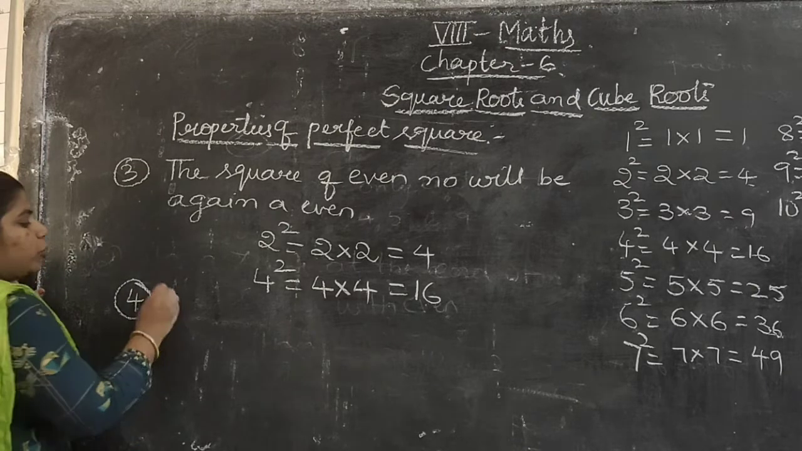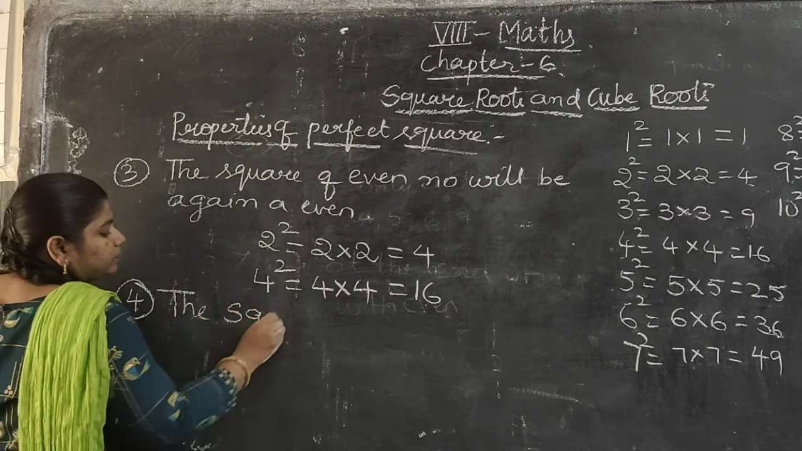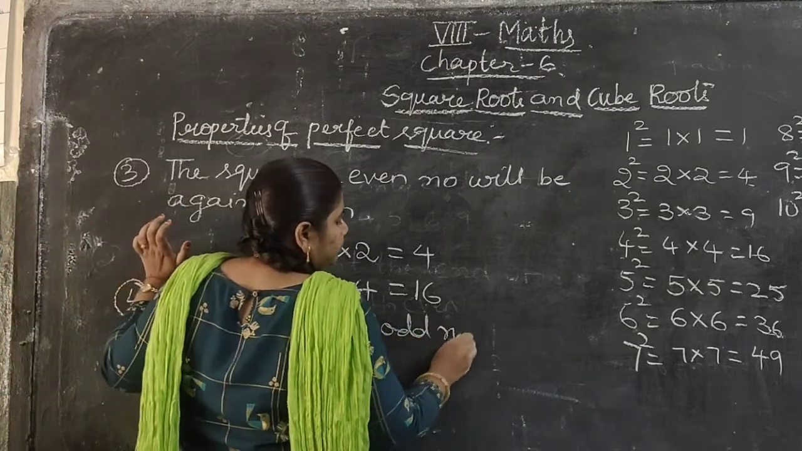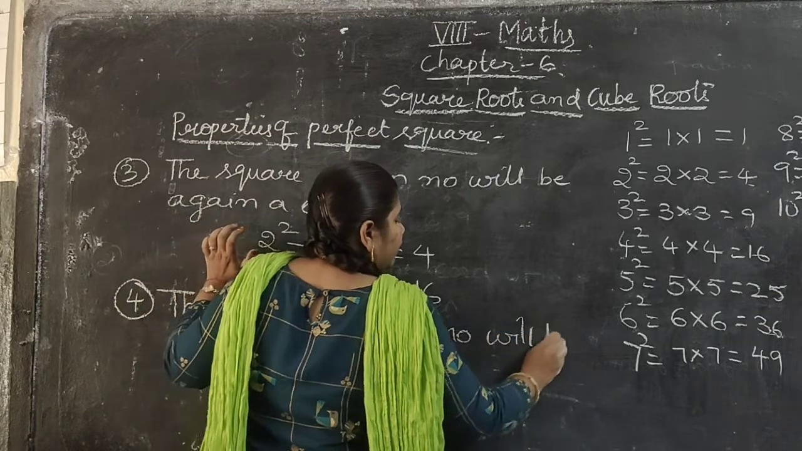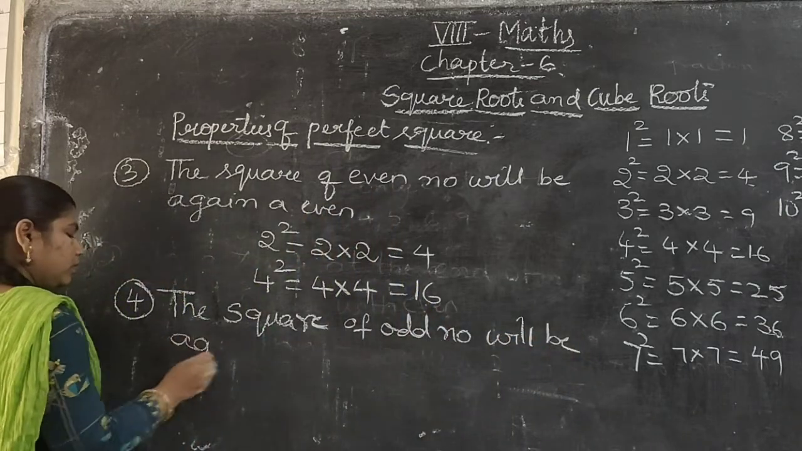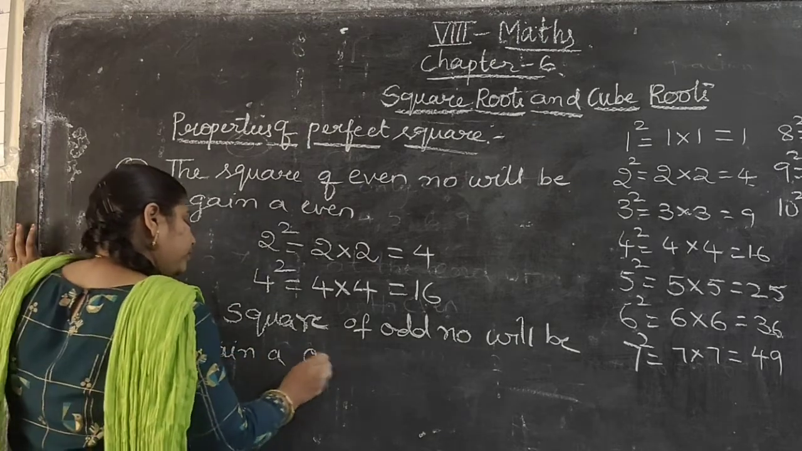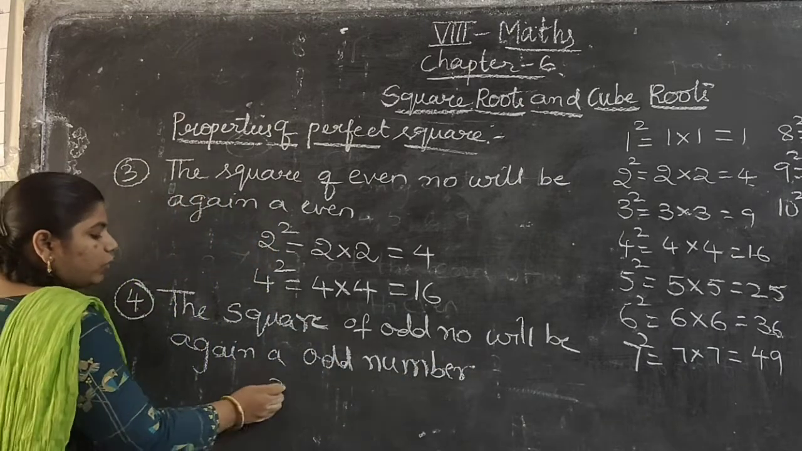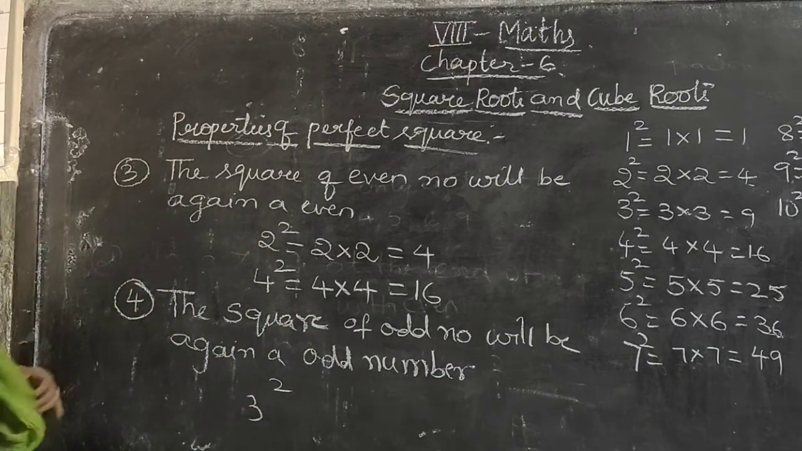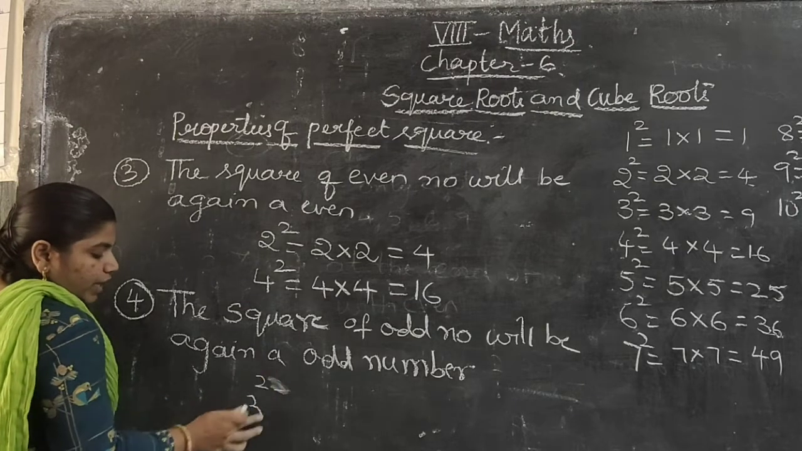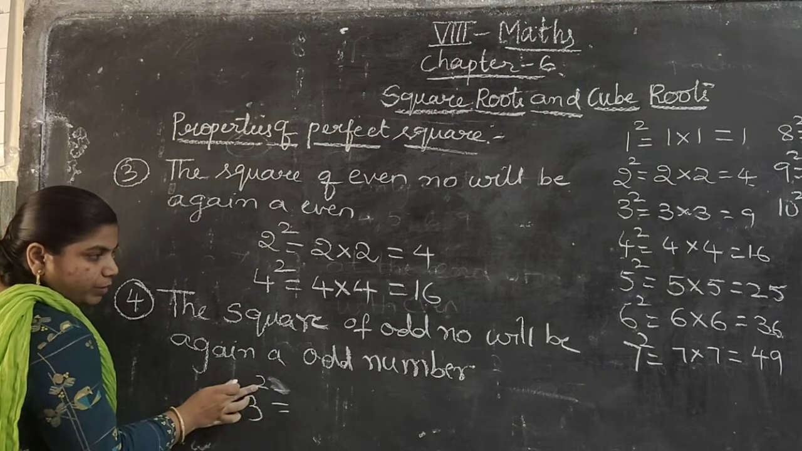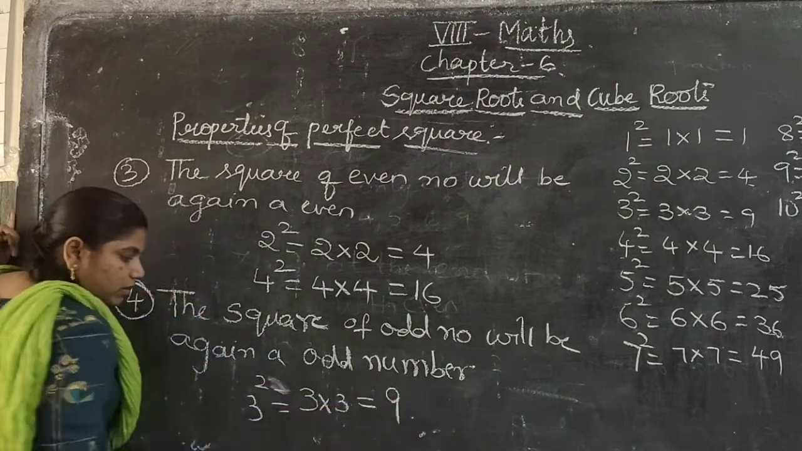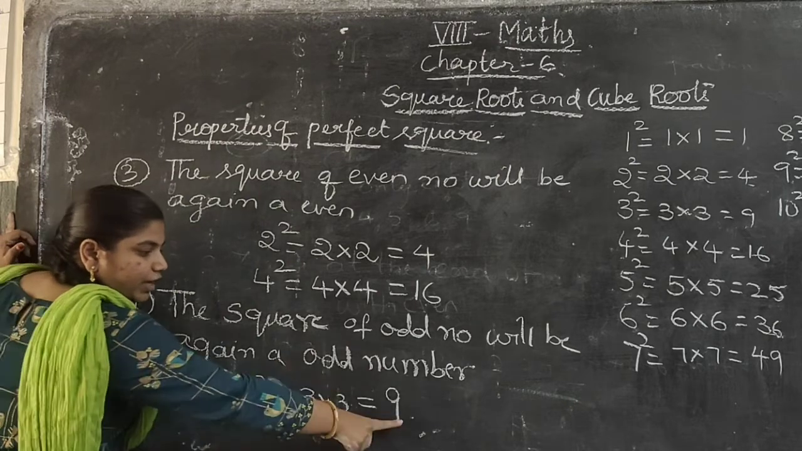Next is the fourth property. The square of an odd number will again be an odd number. So if you are taking the square of any odd number, so 3 square, 3 is an odd number. 3 how many times do you have to multiply? 2 times. So 3 into 3 is equal to 9. So the square of an odd number is again an odd number.